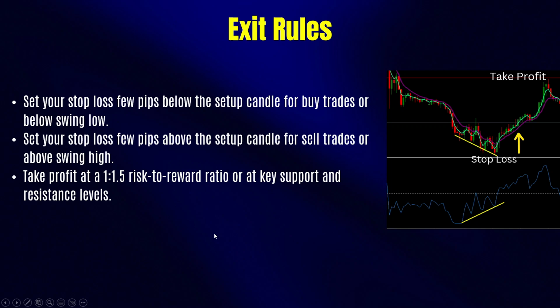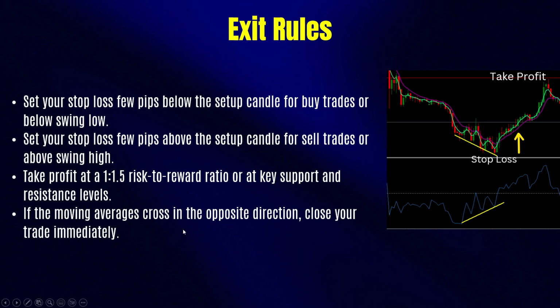Take profit has to be above 1 to 1. It's better to be at least 1.5x to 2 risk to reward ratio, or at a key support and resistance level. So in this case, if I entered over here, one target could be at this level over here, and the next target would be at this level as a final take profit.